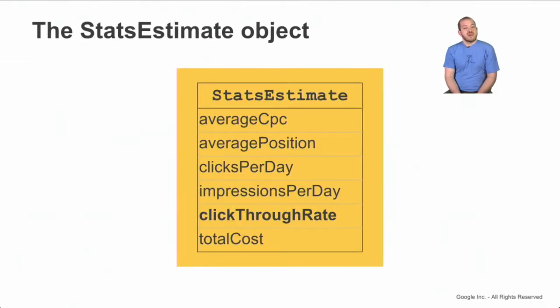When you send that to the Traffic Estimator object, you'll get a stats estimate that comes back for each keyword contained. You'll get average CPC, average position, clicks per day, impressions per day, click-through rate, and total cost. In bold here is click-through rate, or CTR. So this is where the rubber hits the road, and this is one of the more important numbers in here. This is a direct reflection of how well this is going to perform, and a relatively good proxy for the quality score that you can expect for wrapping up a campaign with these ad groups and the keywords that you got from the last service.